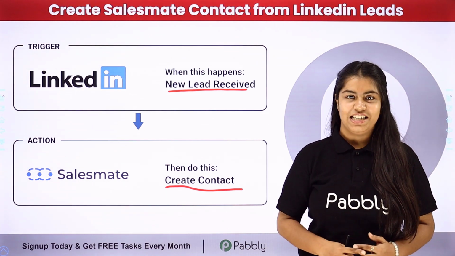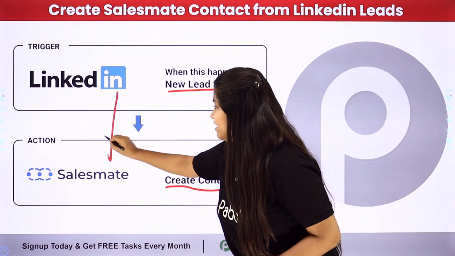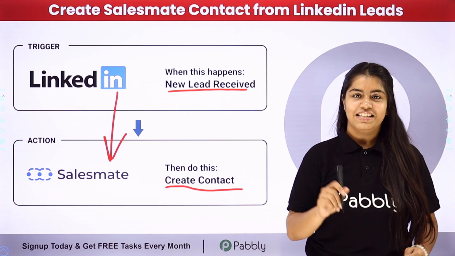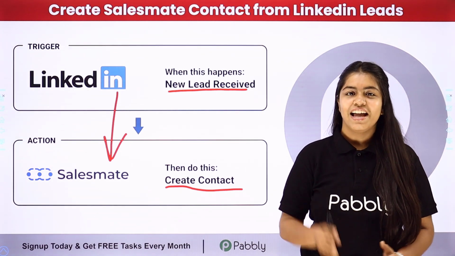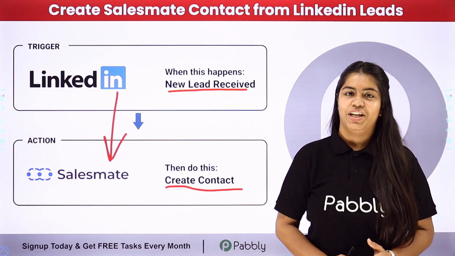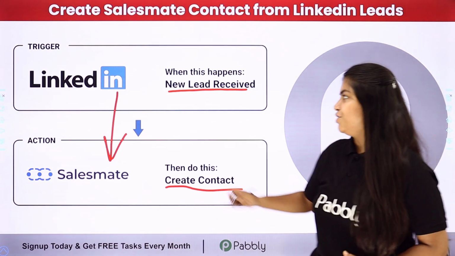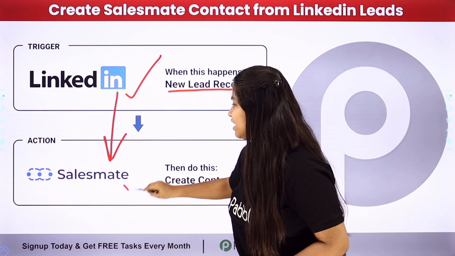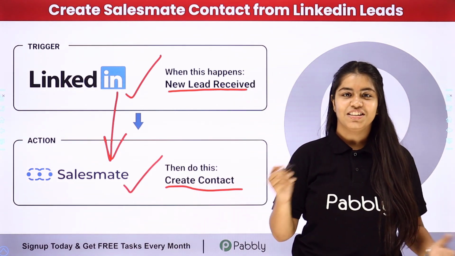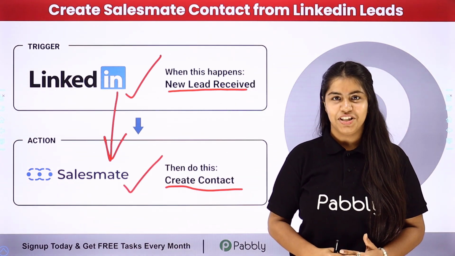For this we are going to create an integration between LinkedIn and Salesmate. To create this integration, we are going to use Pabbly Connect. It is an amazing automation software. So in Pabbly, we have the concept of trigger and action. For trigger, we are going to use LinkedIn, and for action, we are using Salesmate. So if you want to learn this process step by step, follow me through the screen.